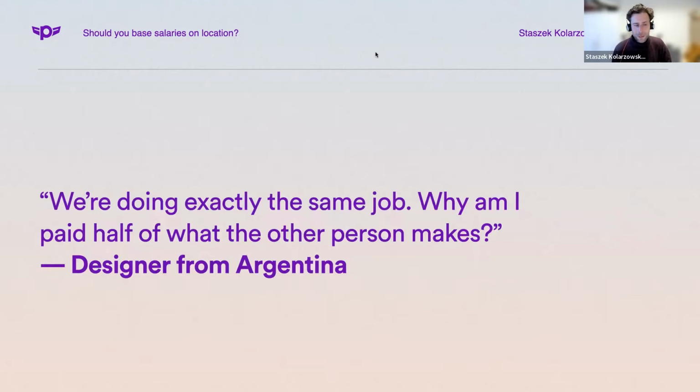Let's think how this is unfair. If you have any international employees or contractors, you probably heard this. This is a real quote from a real person that I heard multiple times: hey, I am an engineer in Argentina, and there is another engineer in San Francisco. We're doing exactly the same job, so why am I paid half of what the other person makes? In this case, this person thinks they are treated unfairly.